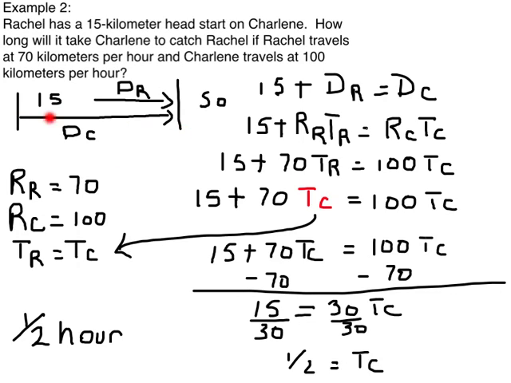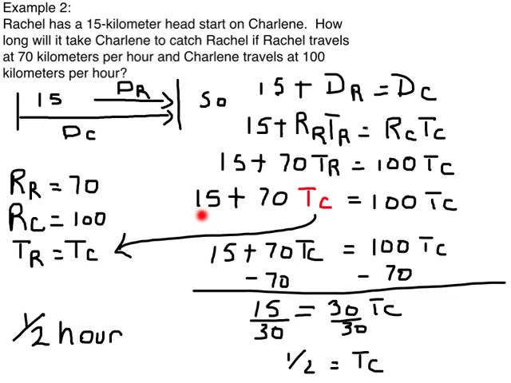Okay, so they had the same amount of time. So when I substitute into my equation, I'm going to be looking for Charlene's time. So I'm going to substitute in here for TR, time of Rachel, TR is equal to TC.